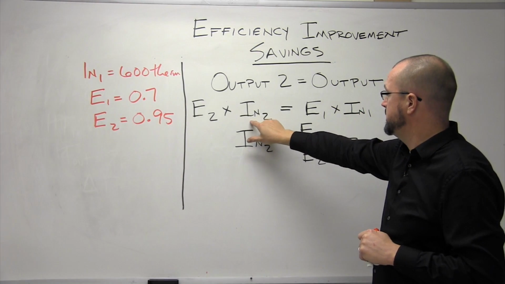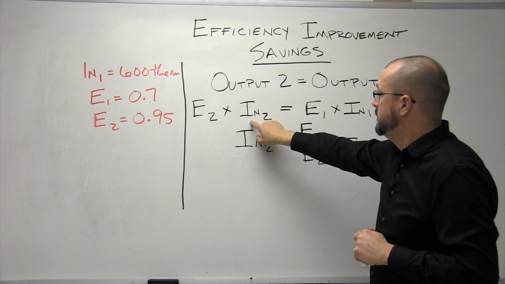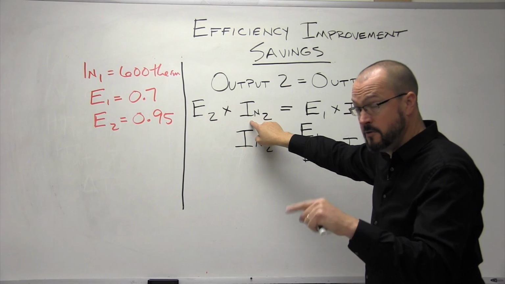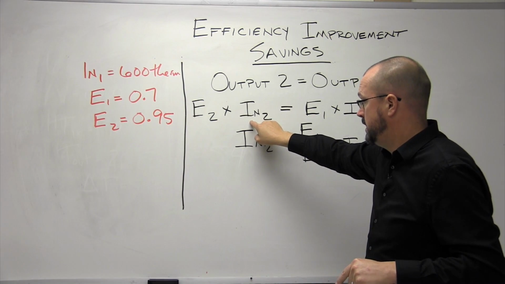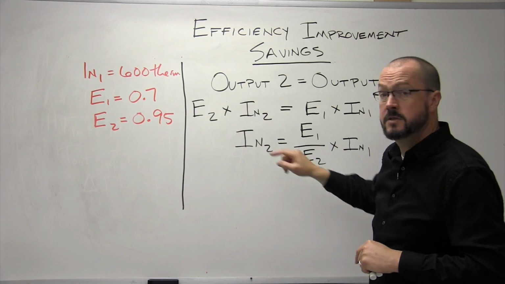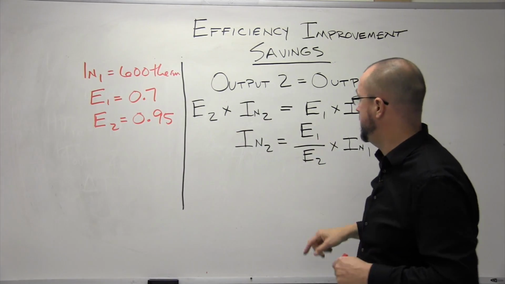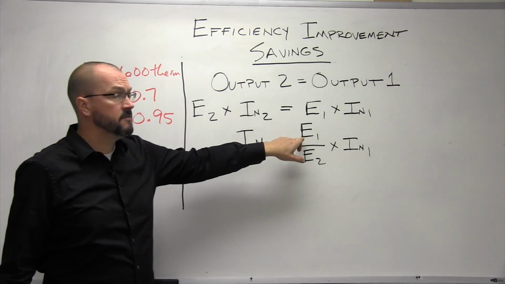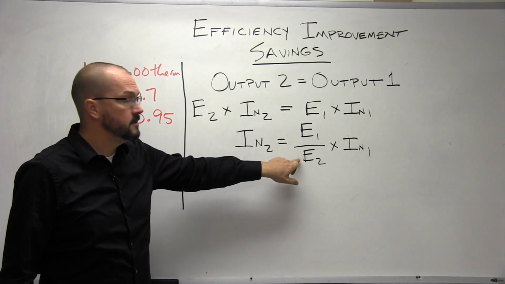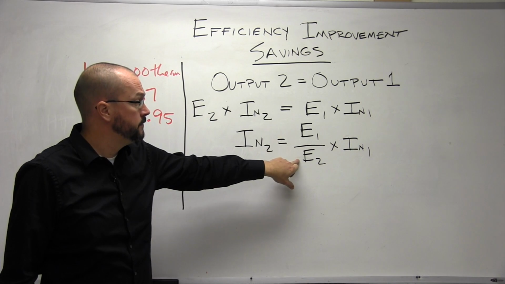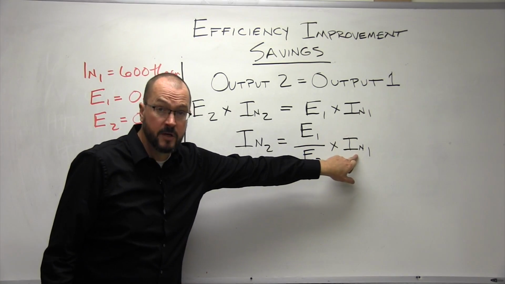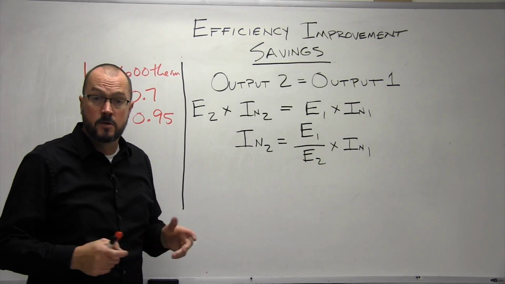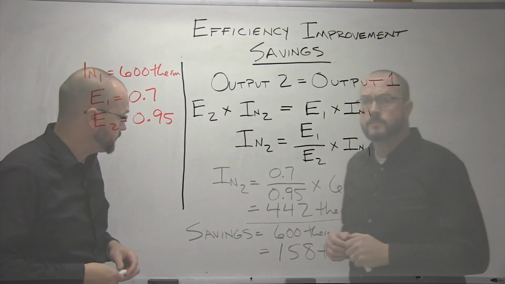So what we're after is this input 2. How much gas or other fuel are we going to have to put into our new furnace? Well, to get that by itself, you just divide by E2 on both sides. You end up that the input of the new furnace is equal to the efficiency of the old one divided by the efficiency of the new one times the input of the old one, which we've said is average 600 therms. So let's write that out and figure it out.